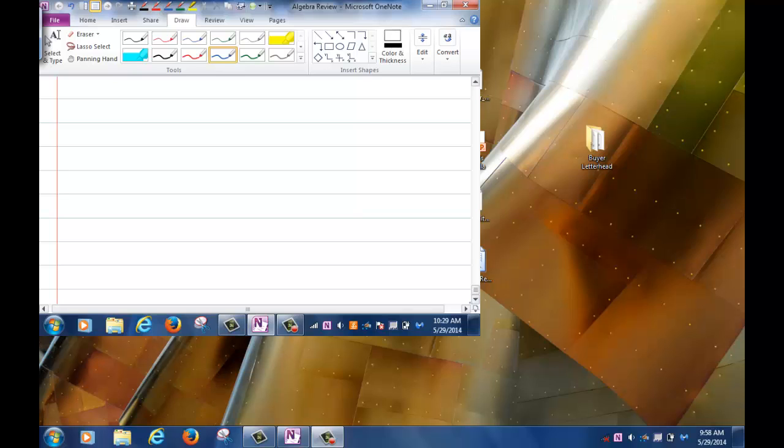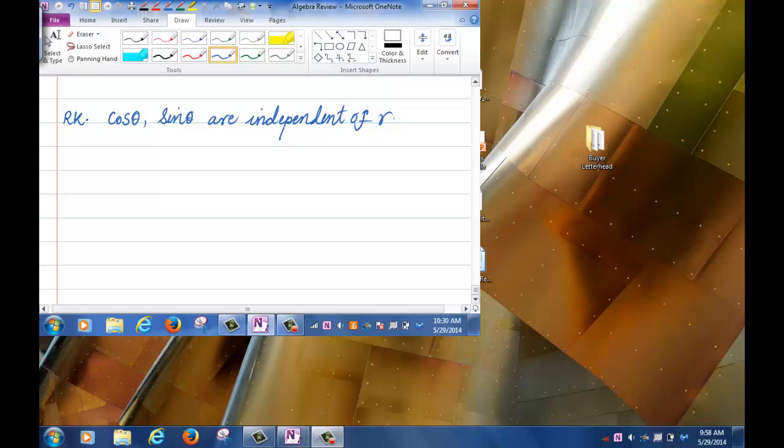Okay, so I want to make a comment here, which is cosine theta, sine theta. They are independent of the radius r. Okay, so the values of these trig functions, they don't depend on r, even though we used r to define these functions.